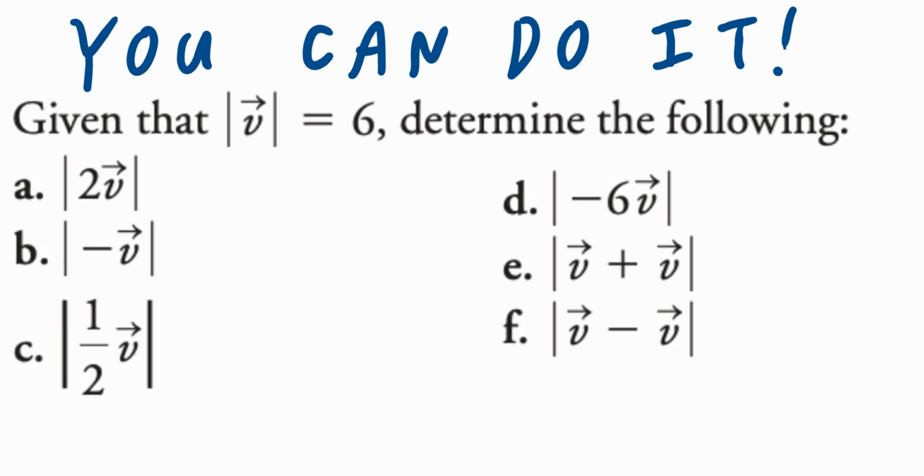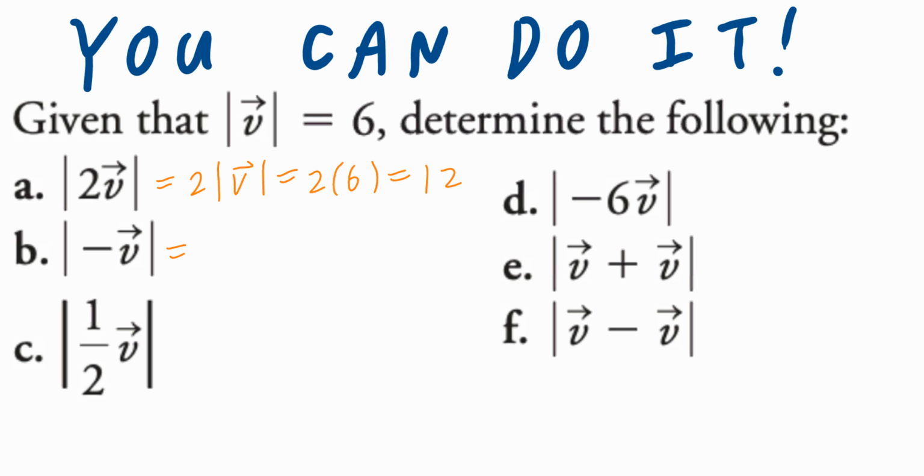Part A, the magnitude of 2 times vector V. Again, if you think about 2, which is inside the magnitude symbol, you can bring it to the front. So this becomes 2 times the magnitude of V. Since this is given to be 6, 2 times 6 equals 12.